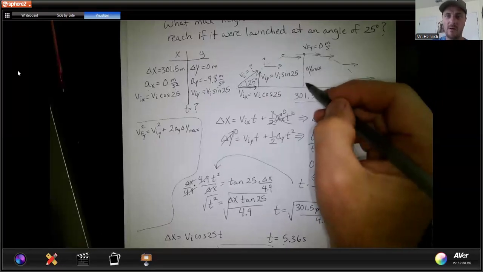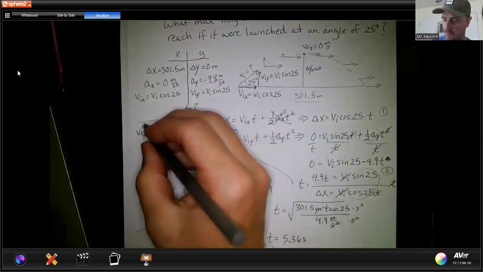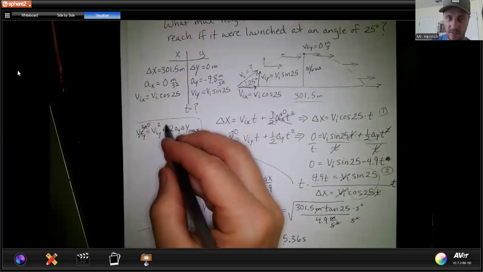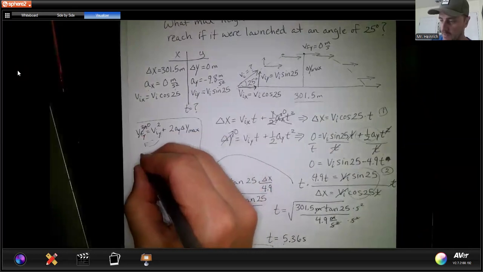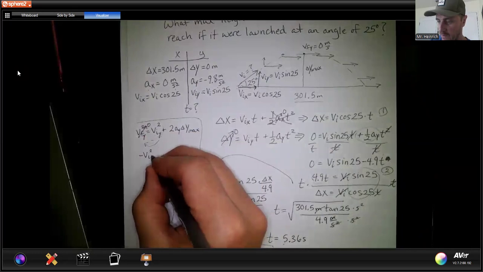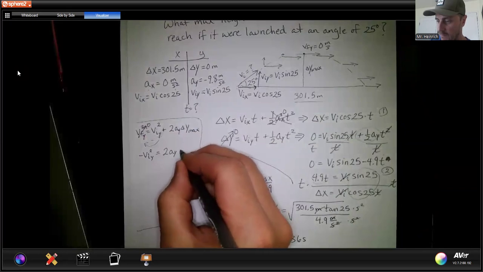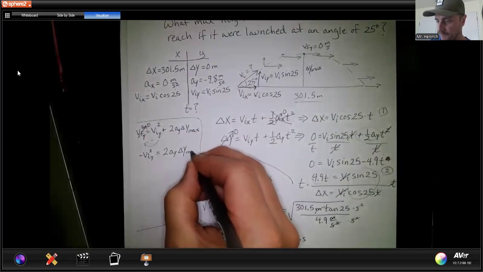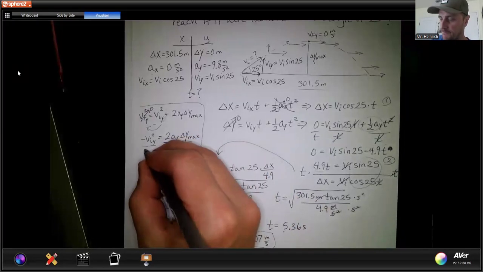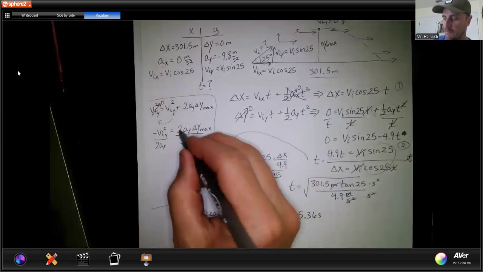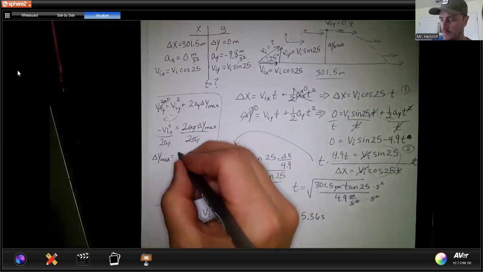So keeping that in mind, when we are at y max, my final velocity in the y-axis at that moment is 0. So I'm going to call that 0, right? I'm going to take this and subtract it to the other side, okay? So I'm going to say minus VIY squared equals 2AY delta Y max. Let's divide both sides by 2AY. Let's finish this off. Okay, I'm going to flip the equation around. Delta Y max is, let's plug in our values.